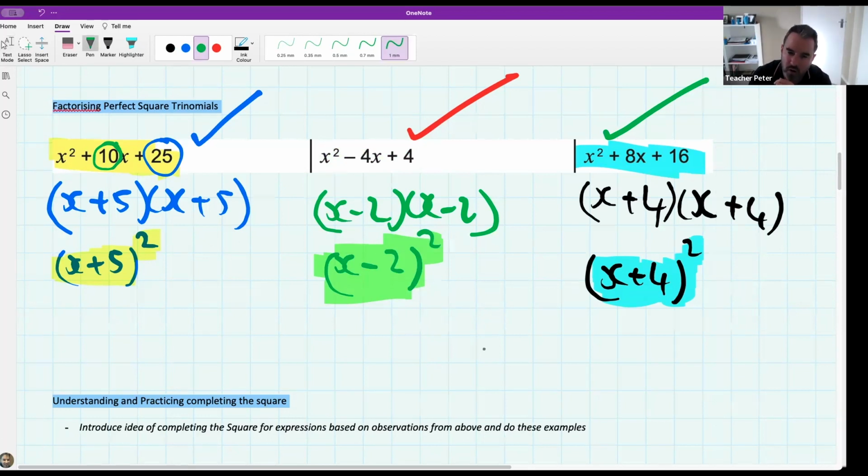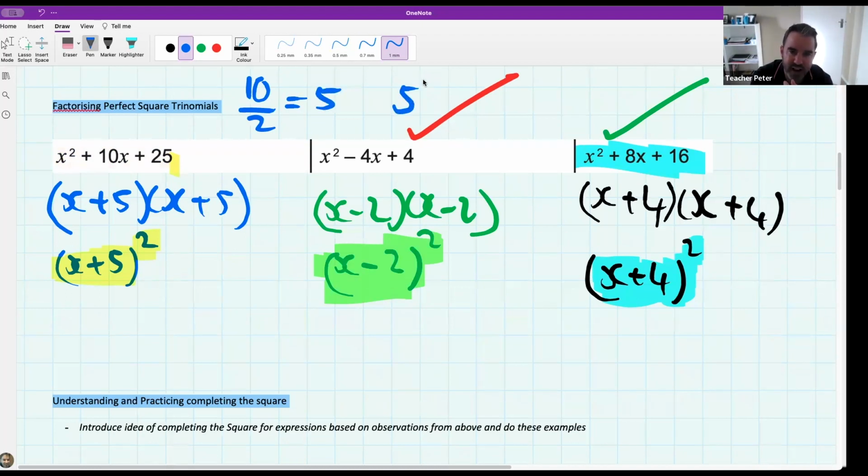So I'll see if anyone in the chat. Okay. All that you notice is with a perfect square trinomial, the middle term, which is 10, if you divide it by 2, you're going to get 5. And if you take 5 and square it, you get 25. So when we complete the square, this idea of taking the middle term and dividing it by 2 and then squaring what you get, whatever that may be, and getting another number is quite an important idea.